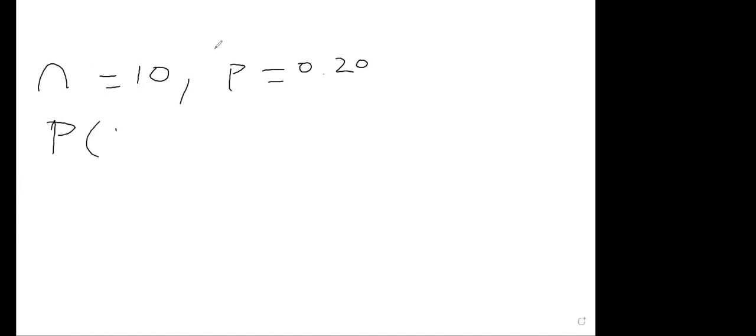So using this whiteboard, this is a binomial distribution with N equals 10, P equals 1 over 5, which is 0.2. And we want to find the probability that X equals 3.